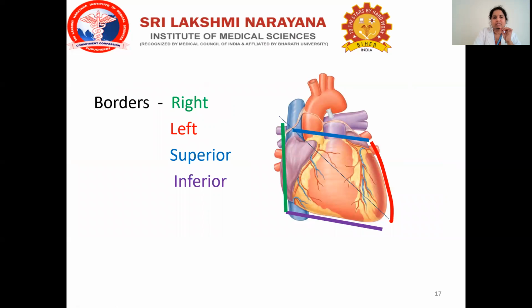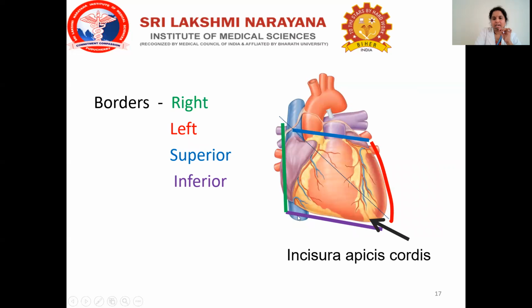Coming to the borders of the heart, there are four borders: left border, right border, superior and inferior borders. These borders are observed from the anterior projection of the sternocostal surface. The left heart border is oblique, extending from the left auricle to the apex. The right heart border is somewhat straight, extending from the right edge of the superior vena cava to the right edge of the inferior vena cava openings.